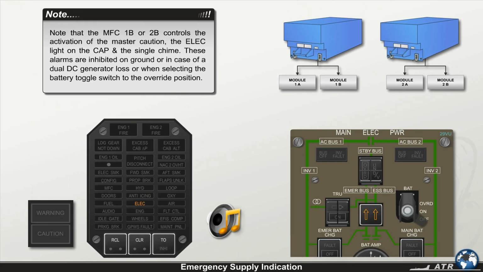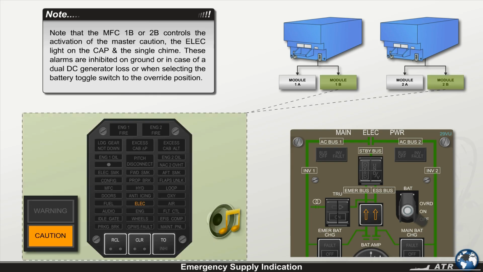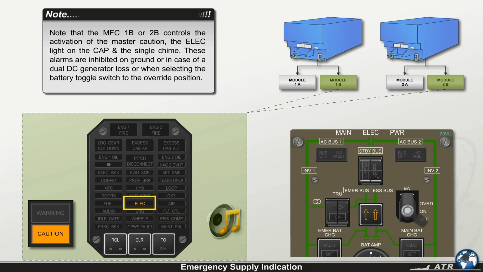Note that the MFC 1B or 2B controls the activation of the master caution, the electrical light on the CAP, and the single chime. These alarms are inhibited on ground or in case of a dual DC generator loss, or when selecting the battery toggle switch to the override position.